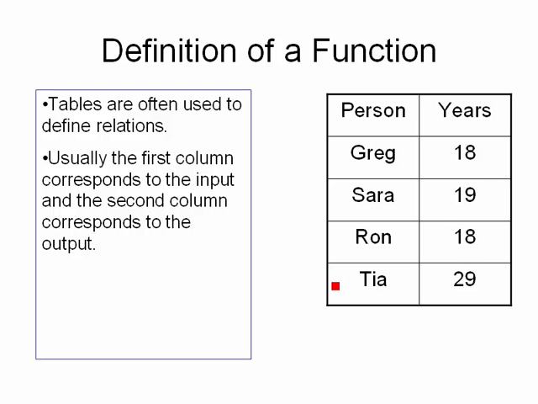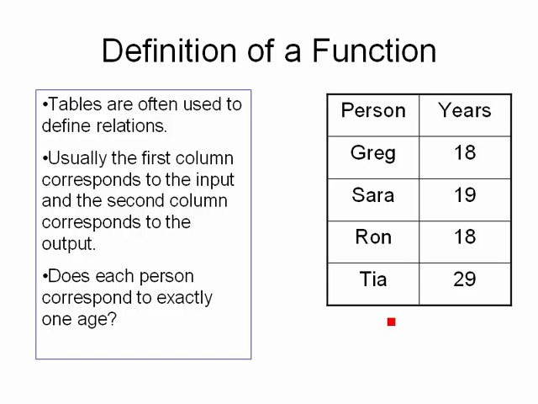Now, another way to look at a function is to look at a table. Here we still have inputs and outputs, and in a table, usually our first column corresponds to the input, and the second column corresponds to the output. If it's different from that, you're going to be told something to indicate that. So our independent variable here is the persons, and below we see individual persons, Greg, Sarah, Ron, and Tia. And the dependent variable is the years, and the values of the dependent variable are 18, 19, 18, and 29.